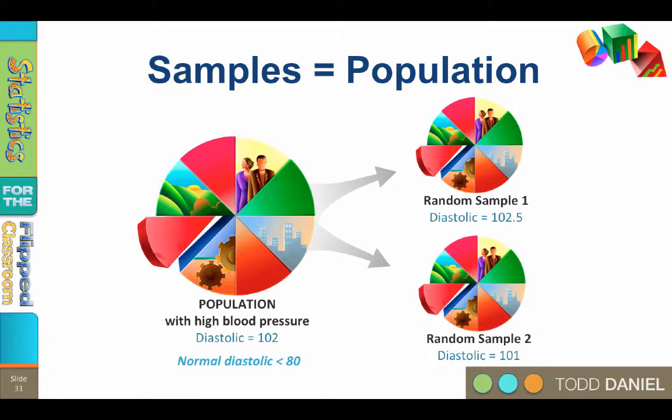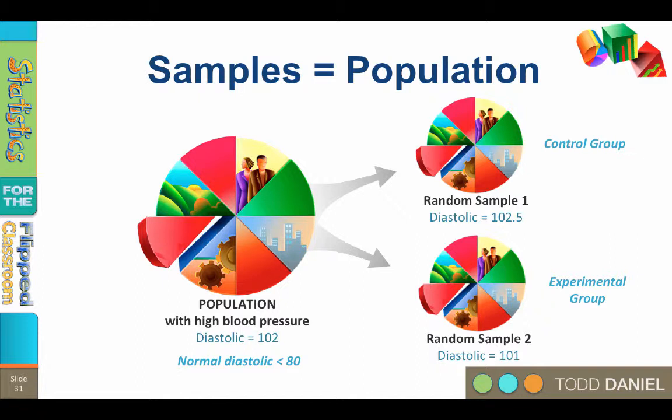Now we draw a second sample from the population. Likewise, we expect them to have high blood pressure, and sure enough, they do. Their diastolic blood pressure is 101. Again, the sample mean differs slightly from the population mean, but we conclude that the variation is just due to chance. Functionally, the means 102, 102.5, and 101 are the same. No difference. We're going to assign this first sample to be the control group. We're going to assign the second sample to be the experimental group.